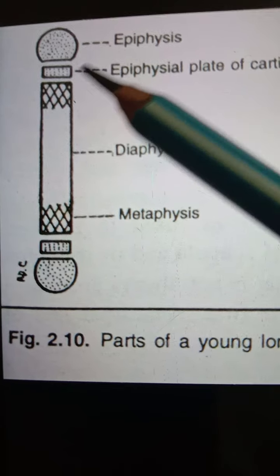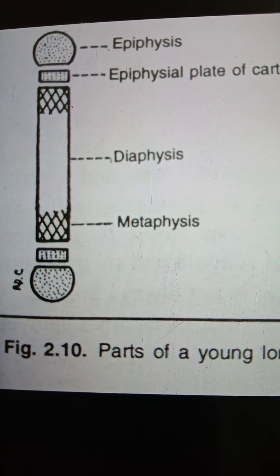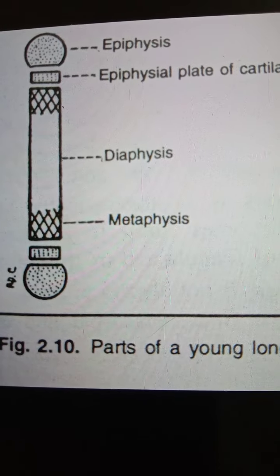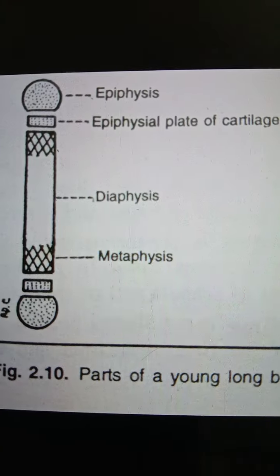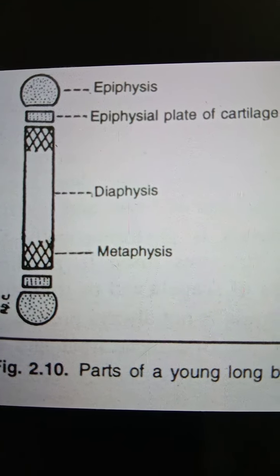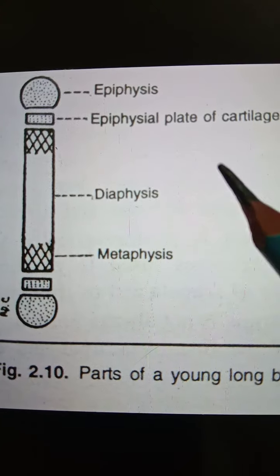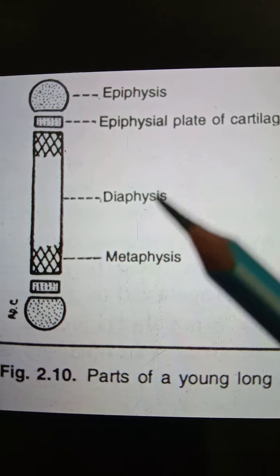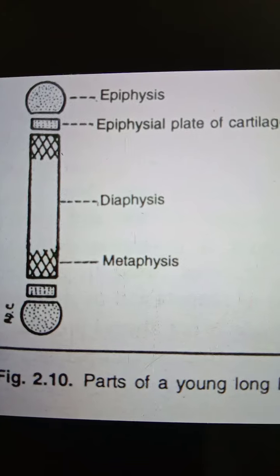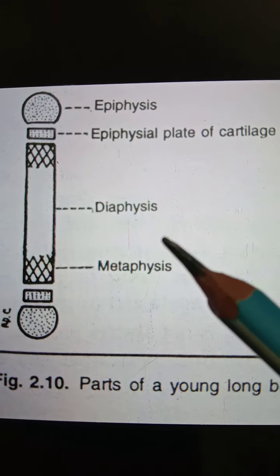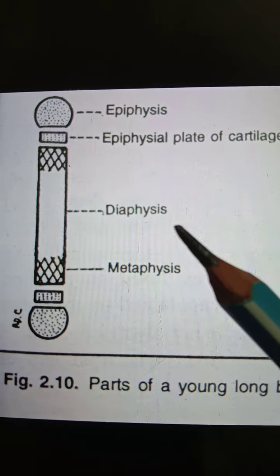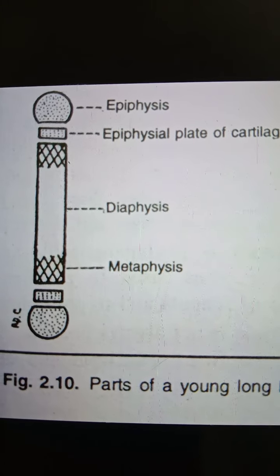Then the second one is the traction epiphysis. The traction epiphysis does not transmit the weight, but it provides the attachment for the tendons of the muscle, and because of the traction of the tendon, the size of the bone increases. So that is called the traction epiphysis.